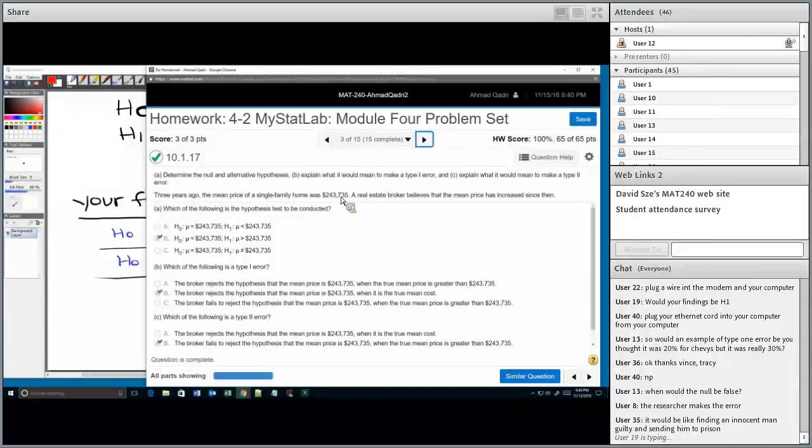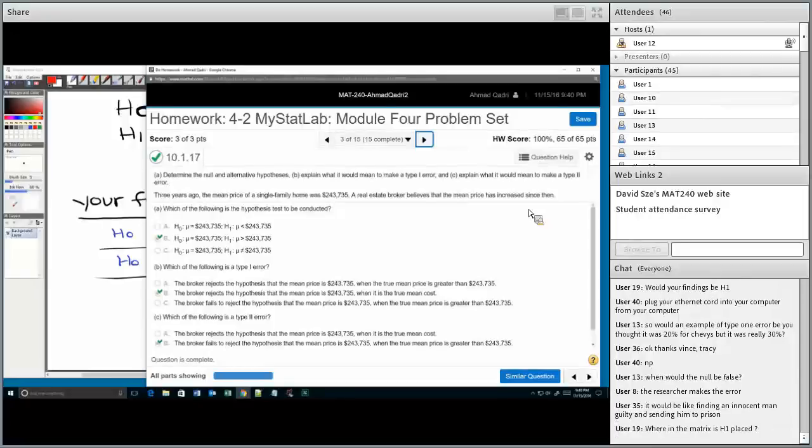3 years ago, the mean price of a single family home was 243,000. And a real estate broker believes that the mean price has increased since then. So my question to you first is, what is the population parameter that we're testing in this case?